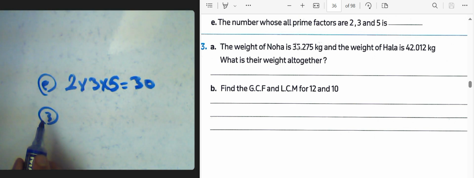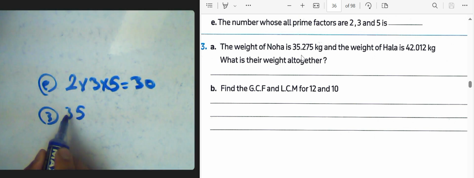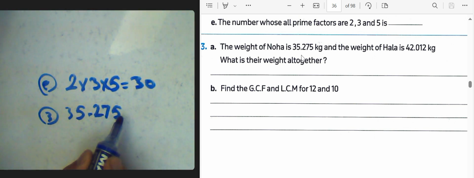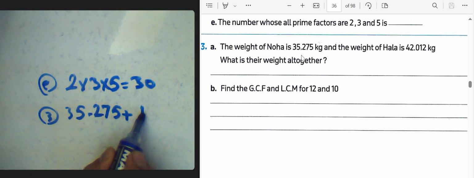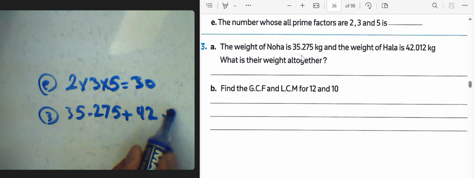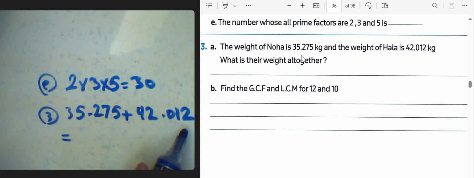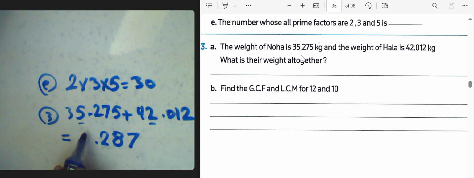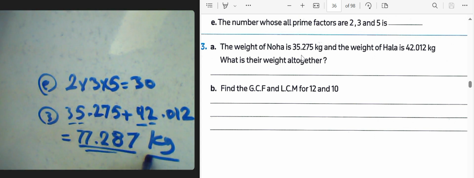Number 3. The weight of Noah is 35 and 275 kilograms, 500 kilograms. And the weight of Hala 40 and 12,000 kilograms. What is the weight altogether? We can add the two weights by each other. 35 and 275,000 plus 42 and 12,000. We can write 2 plus 5 is 7, and 1 plus 7 equals 8, 0 plus 2 equals 2, 2 plus 5 equals 7, 4 plus 3 equals 7. Then it's the weight.